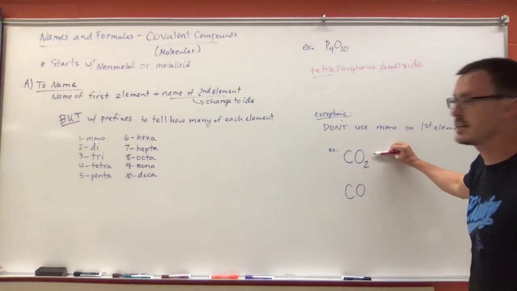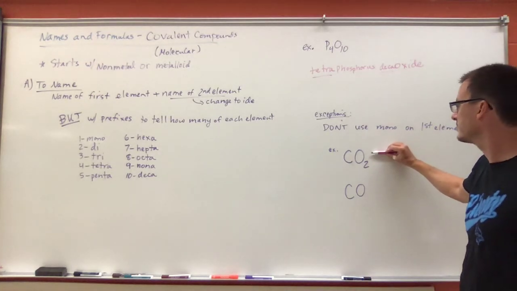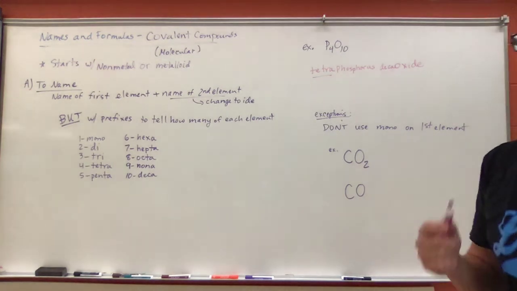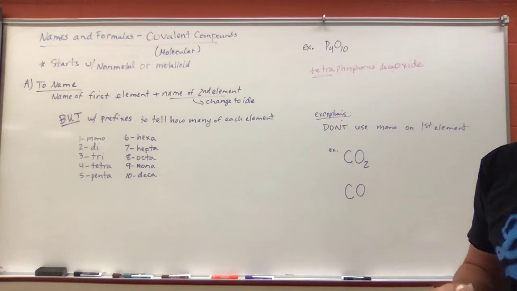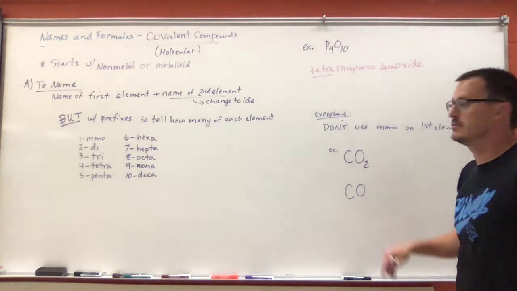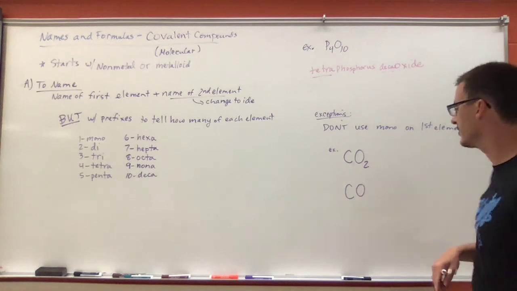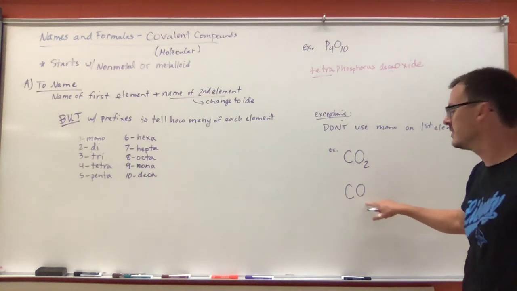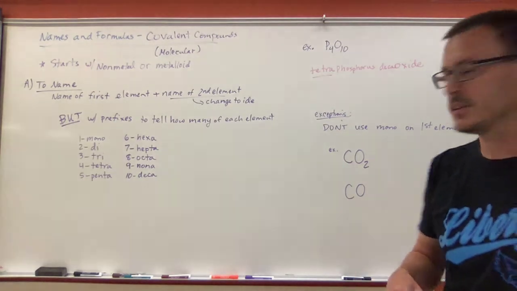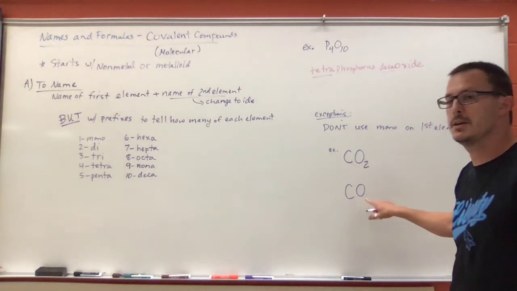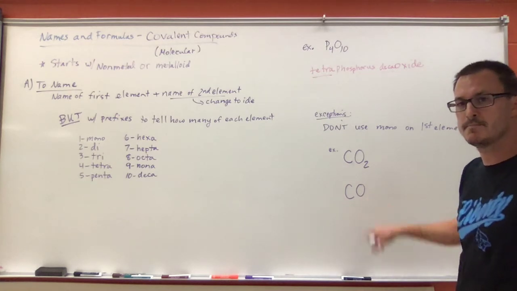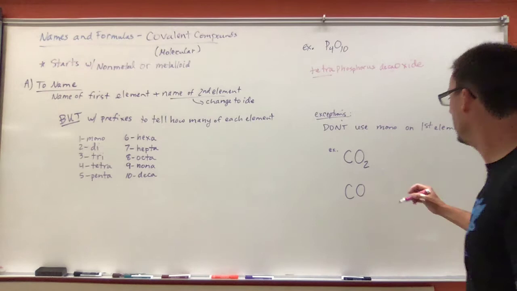So if you look at this example here, you probably already know. If I were to tell you, name that, you're not going to say monocarbon dioxide, right? No one says that. It's carbon dioxide that we drop off the mono on the front, okay? The next one, CO, that we also drop mono in the front. You wouldn't say monocarbon monoxide. You would call it carbon monoxide, right?